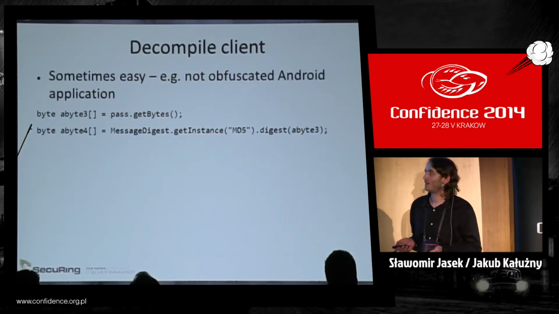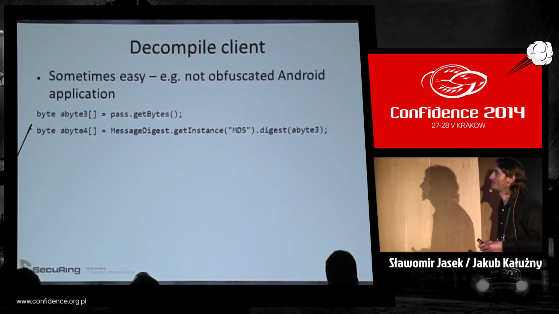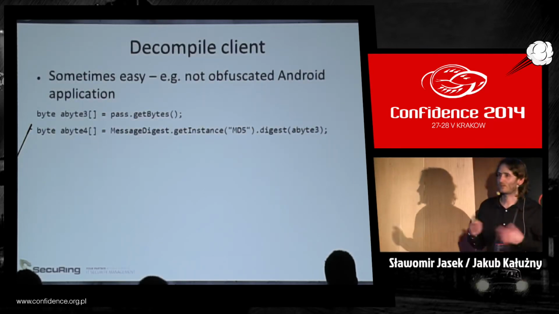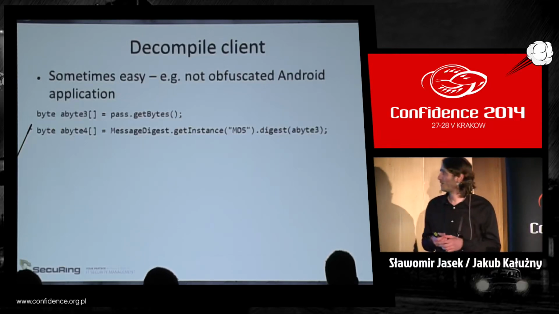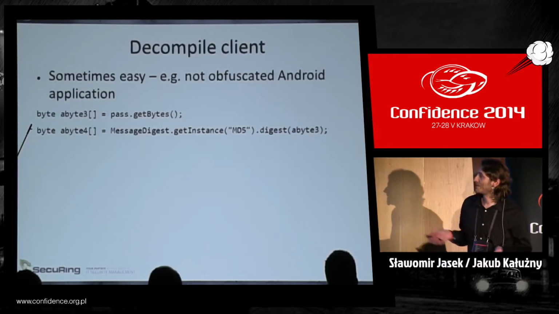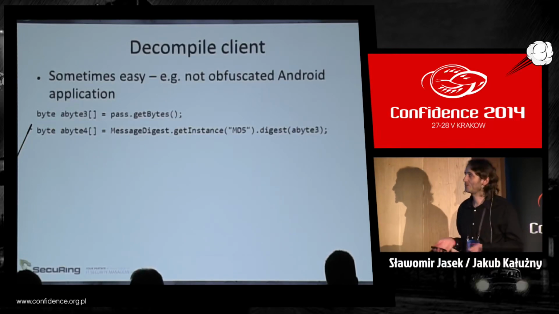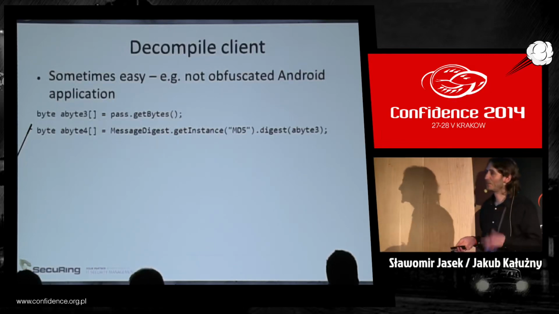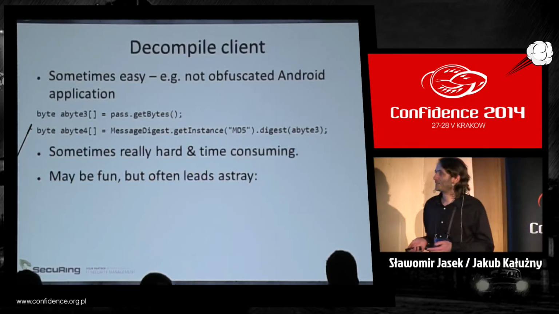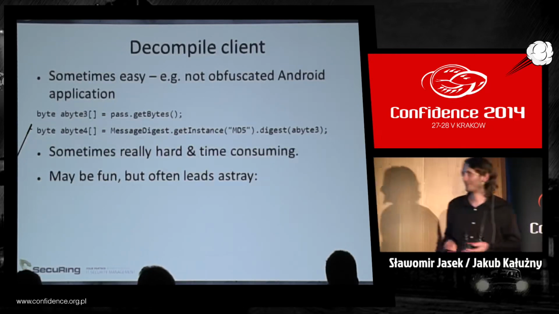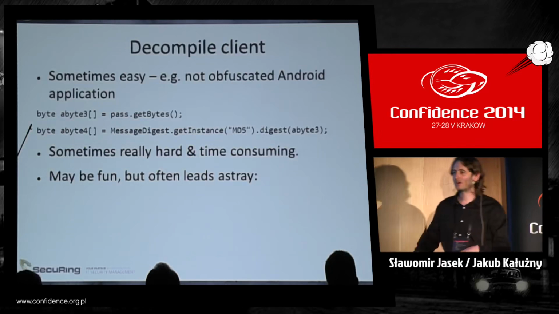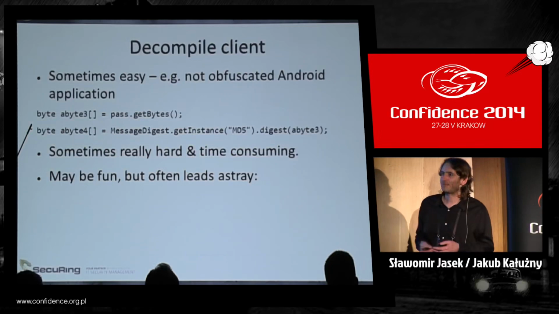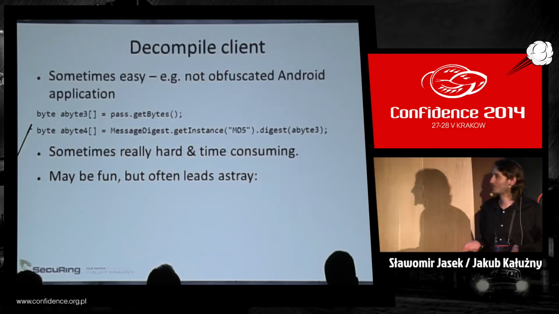So, of course, we can try to decompile the client. Sometimes it works, especially if it's an Android application which is not obfuscated. It was the case with the MD5 password for the home automation protocol, where we could just decompile the mobile application, and we knew that it was MD5. But sometimes, for example, with remote desktop protocol, it can be really hard because you can spend hours and hours looking at the hex dump, but you don't see anything that in fact brings you closer to the understanding of the protocol.